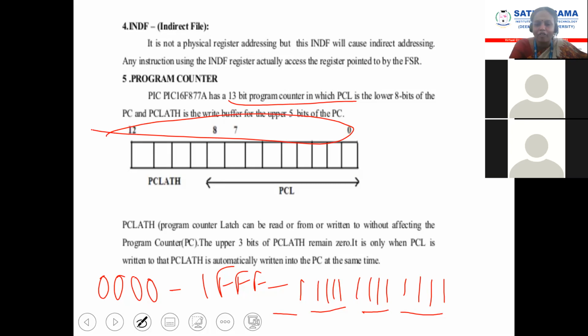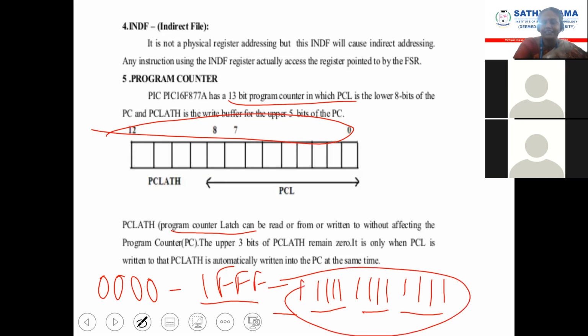Are you clear? So here, the lower 8 bits they will allocate to the program counter, then the upper part is PCLATH, that is nothing but the program counter latch. Latch means it will do the read and write operation, because here we have an EEPROM memory that has the capability to do both read and write operations. But what is the length of the program counter? 13-bit. Why? My memory capacity is 8 KB. 8 KB means the maximum is 1FFF, which if converted into binary has a total length of 13 bits. So that's why it is a 13-bit counter.